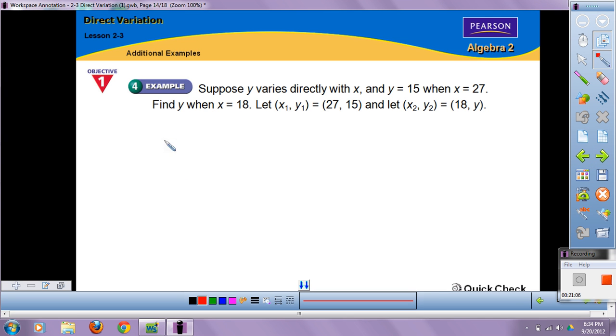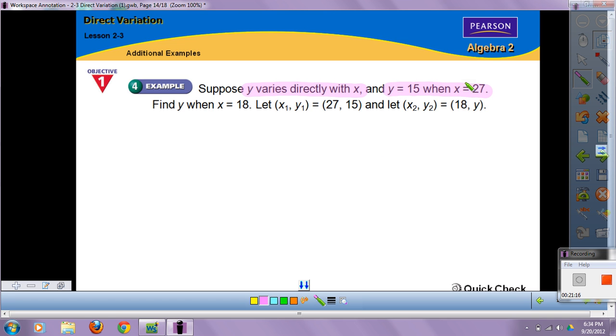Okay, example 4. Suppose y varies directly with x. So they're telling you it's a direct variation. And then they're giving you this information. y is 15 when x is 27. They're giving you a coordinate. Find y when x is 18.